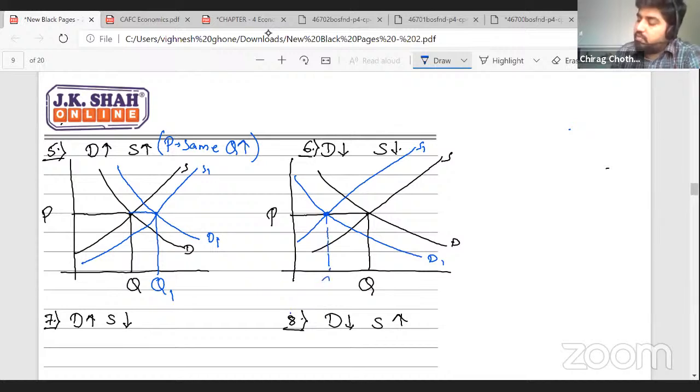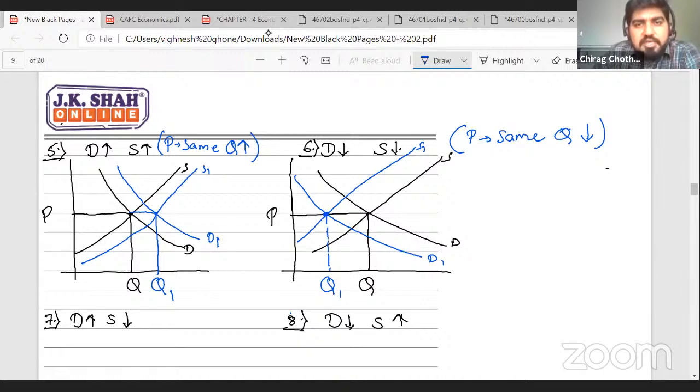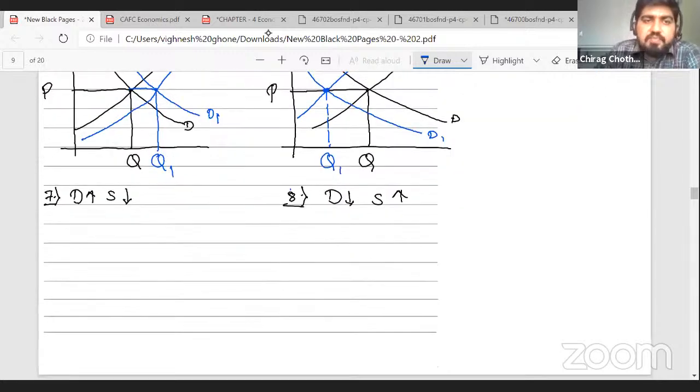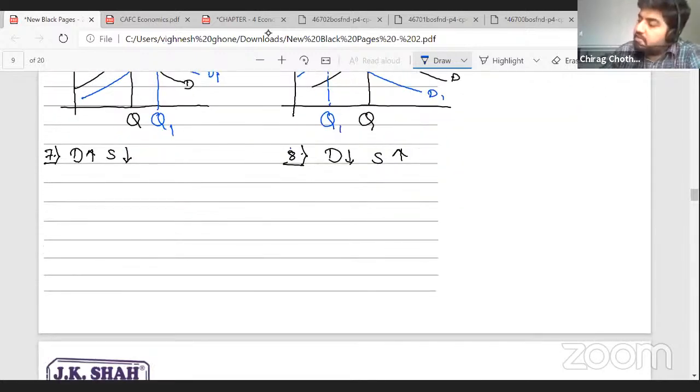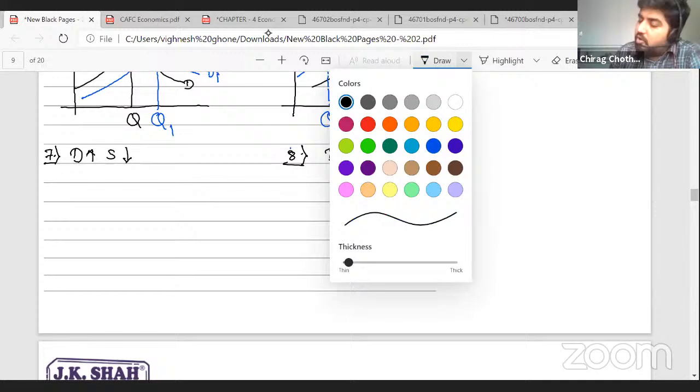So what is happening to my new equilibrium price? Again, price remains the same, but what happens to equilibrium quantity? It decreases. So if there is a simultaneous decrease in demand and decrease in supply in the same proportion, the equilibrium price will remain the same, but the equilibrium quantity will decrease. Okay, next one. Now things will be a little different, because now they are going to work in the opposite direction.